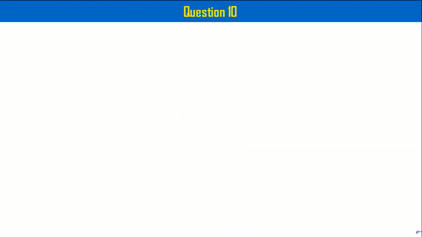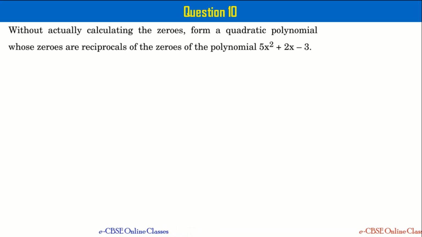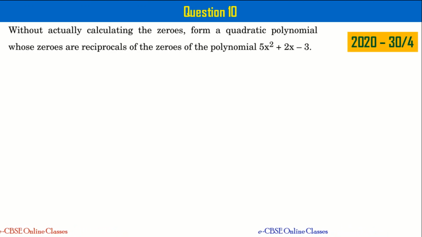Let's go to question number 10 now. That is, without actually calculating the zeros, form a quadratic polynomial whose zeros are reciprocals of zeros of the polynomial 5x square plus 2x minus 3. This is exactly identical to the previous problem we have done. This is from year 2020.